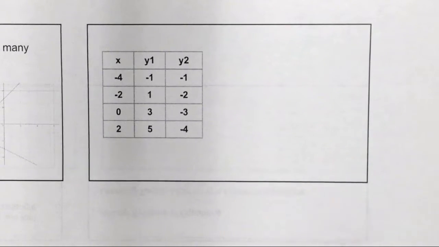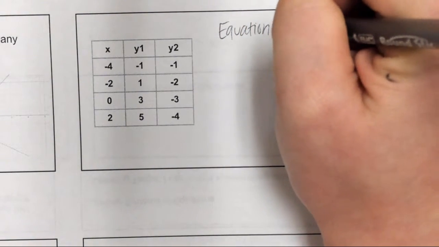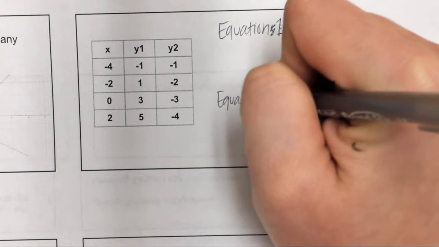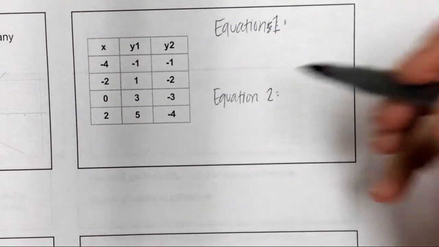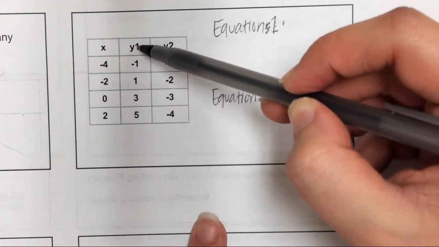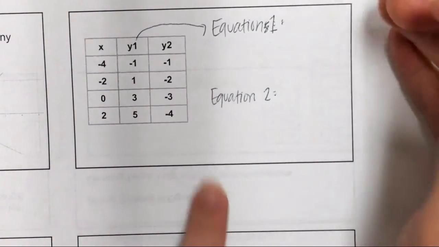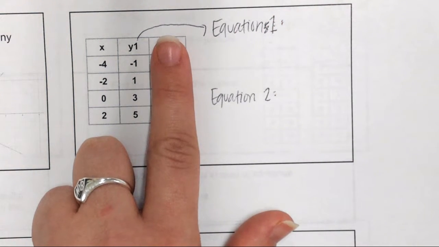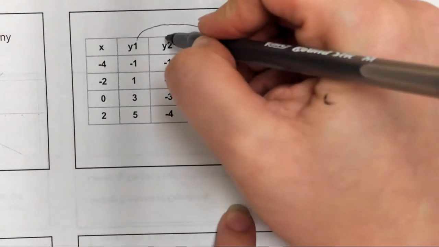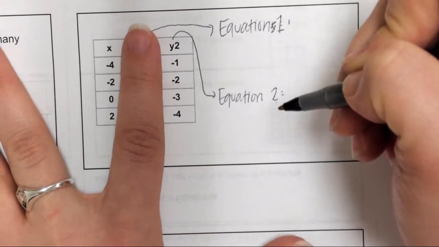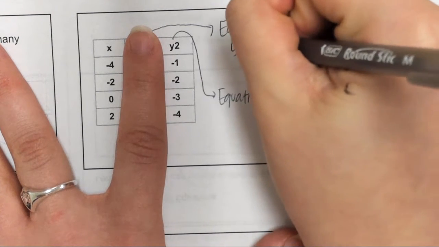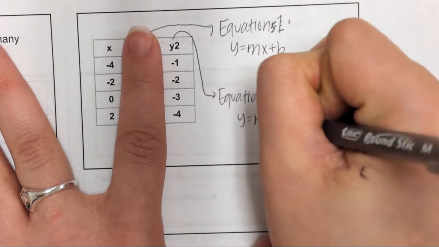Before we get into it, let's talk about what this table means. If we remember, a system of equations is always two equations. So I have equation number one, and then we also have equation number two. In this table, the column y1 refers to equation one, so we can ignore the middle column, and I have my x values and y values for equation one. Equation two is from y2. If we ignore the middle column, we have the x values and the y values for equation two.